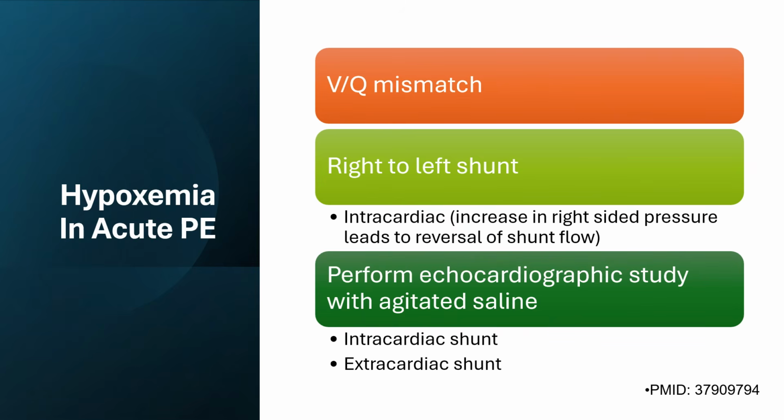Let's discuss the mechanisms of hypoxemia in patients with pulmonary embolism. In most patients, it is due to ventilation perfusion mismatch. In some patients with previously undiagnosed shunt conditions, due to rise in right-sided pressure, there is a possibility of reversal of flow, which will become right to left shunt, contributing to hypoxemia. One can utilize transthoracic echocardiography with agitated saline in order to diagnose the presence of a shunt.